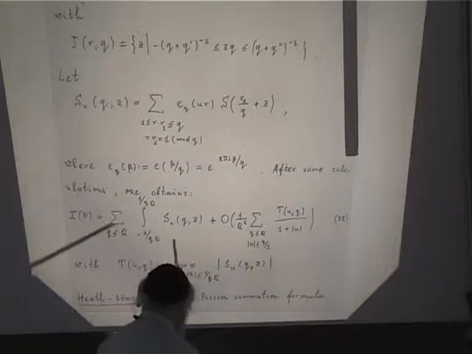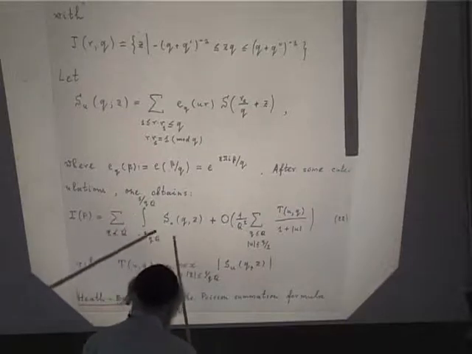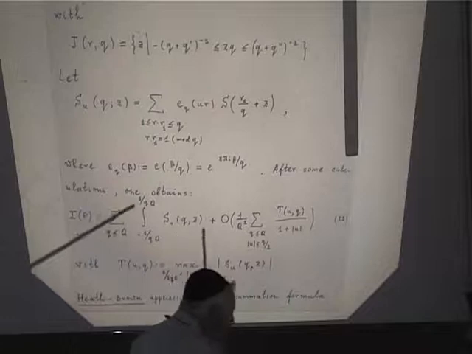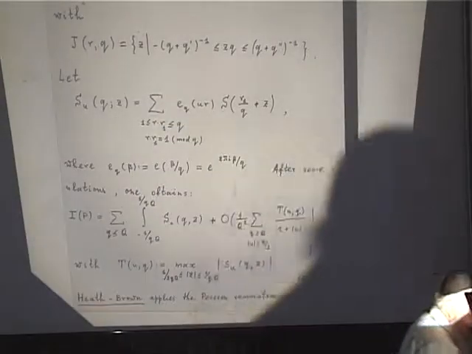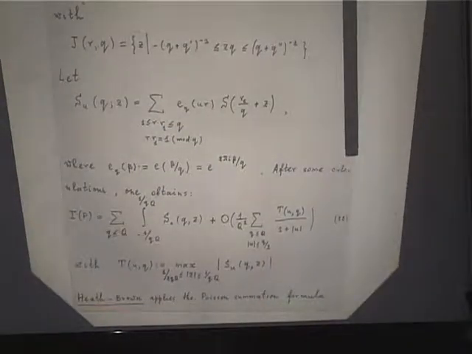And now, to this inner sum, the Poisson summation formula is applied, not an adelic one, but just the usual Poisson summation formula from analysis. And then this expression becomes more tractable.